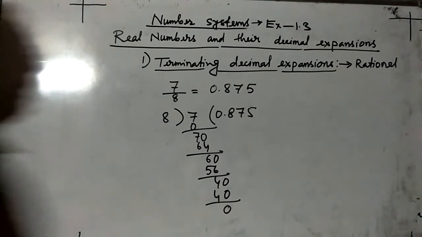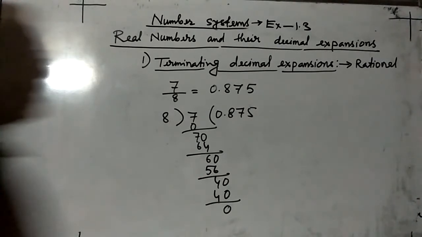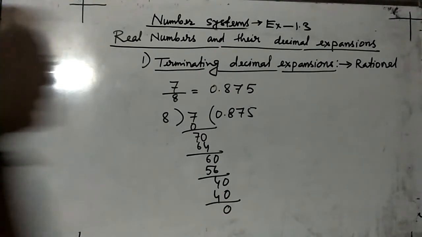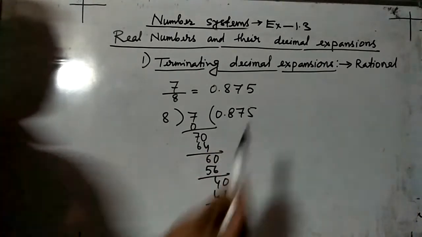Right? Here we'll learn that any rational number will be divided into two parts, terminating decimal expansion and non-terminating decimal expansion. These two types of decimal expansions are for rational numbers. The decimal expansion of an irrational number will be non-terminating, non-recurring. First I am showing terminating decimal expansion, which is rational.